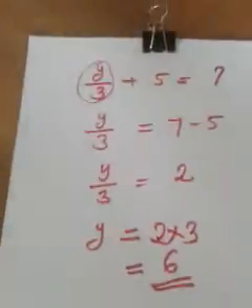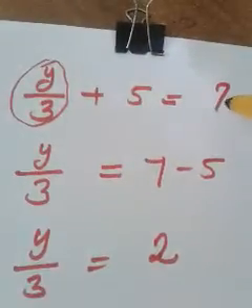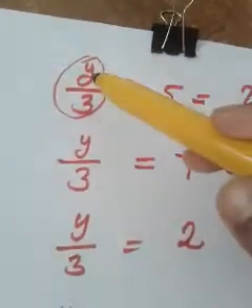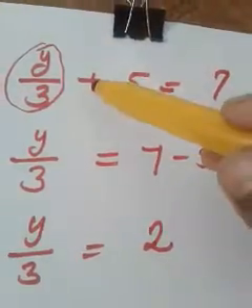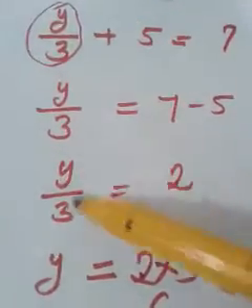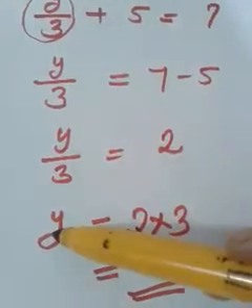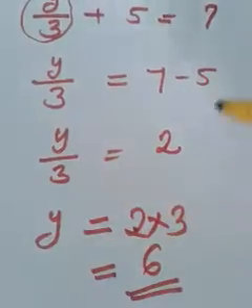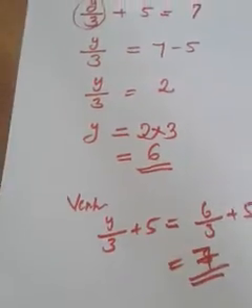So this is the step-by-step process. I am repeating once again. y by 3 plus 5 is equal to 7. How can we do this question? Make this y by 3 on the LHS itself. What is there on the RHS? 7. Then plus 5 to the right side becomes minus 5. In this way, you have to go for a step-by-step process. So y by 3 becomes 2. So y is equal to, now we maintain y on the LHS and divide by 3. When you take it to the right side, it becomes into 3. So 2 into 3 is 6. So this is the verification process. Okay.